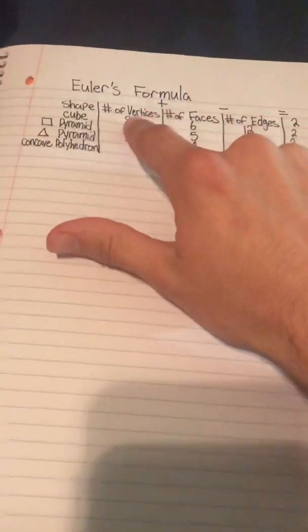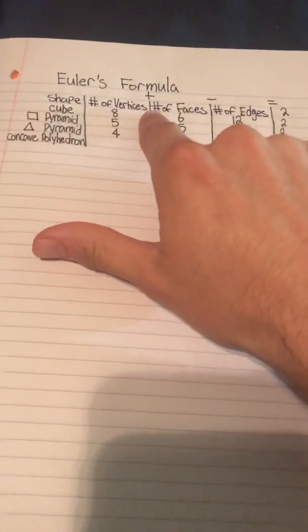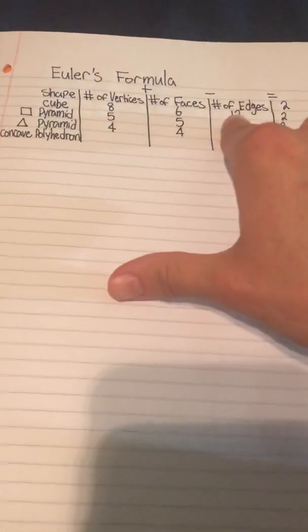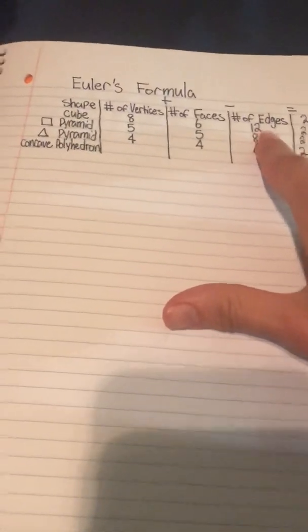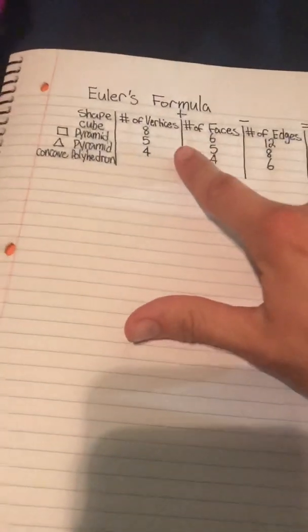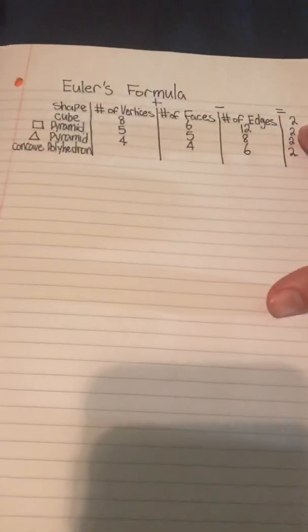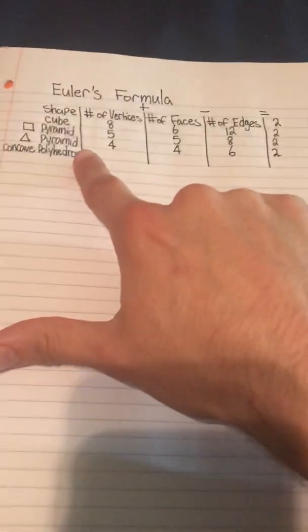So I'm going to be discussing Euler's formula, and this states that the number of vertices plus the number of faces minus the number of edges on a polyhedron, which is a 3D shape like a cube or a square pyramid, is always going to equal 2. I'm going to have a couple examples right here.